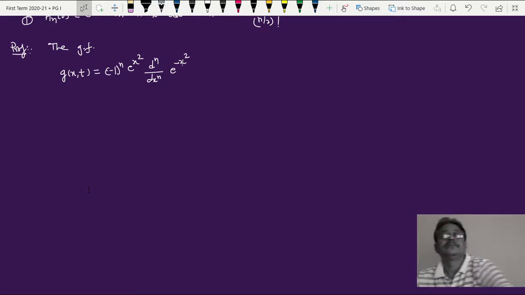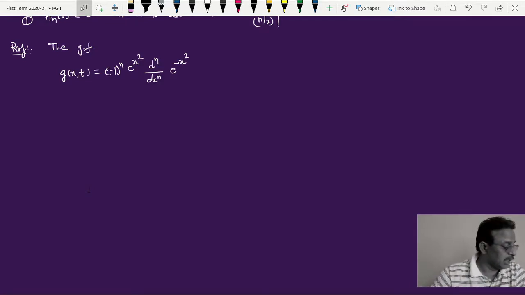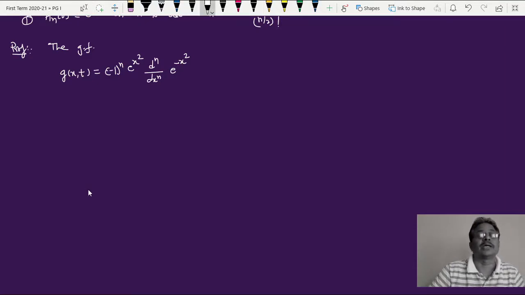So this is what the generating function we have been given. No, sorry, we have written this, this is not correct. What is this? It is the Rodrigues formula.